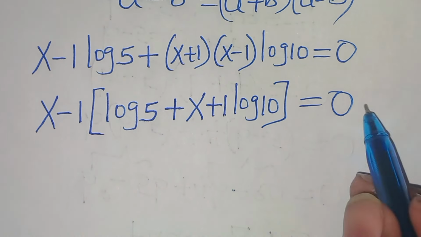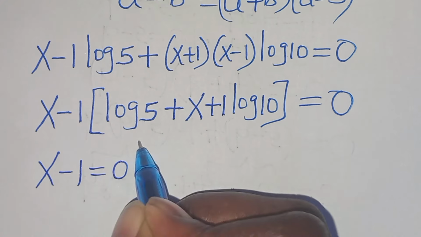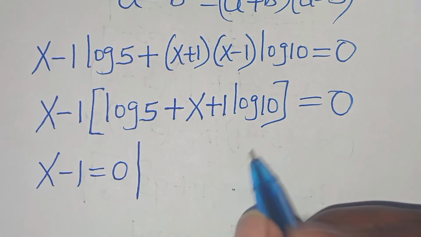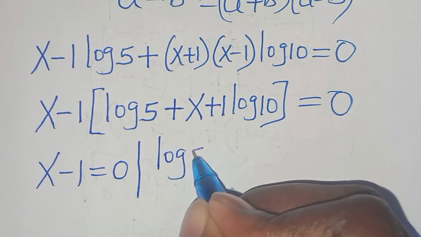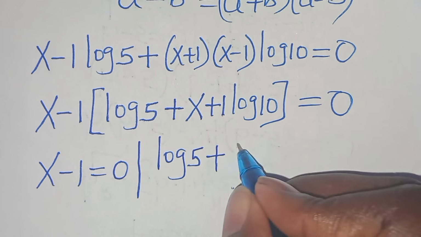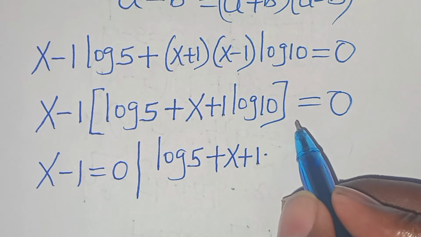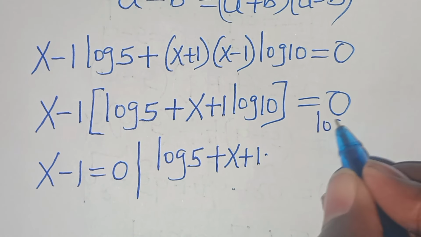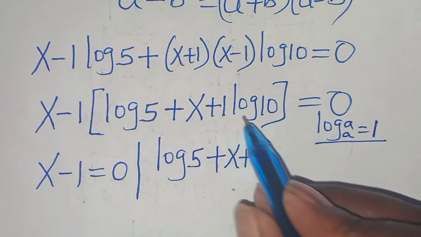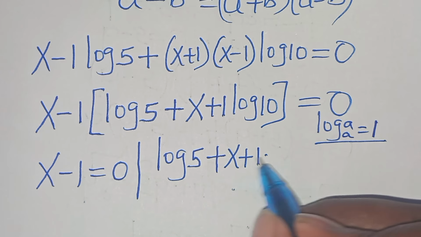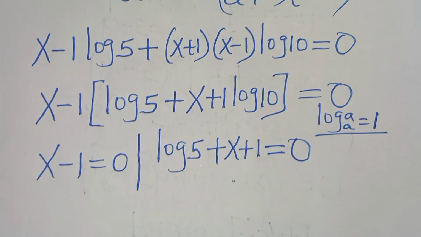So we have two parts here. The first part is x minus 1, and this is equal to 0. And the second part here, we have log 5 plus x plus 1 multiplied by log 10. Remember, if you have log a to base a, this is the same thing as 1. So log 10 is the same thing as 1. So it's x plus 1 times 1, which is x plus 1. This is equal to 0.